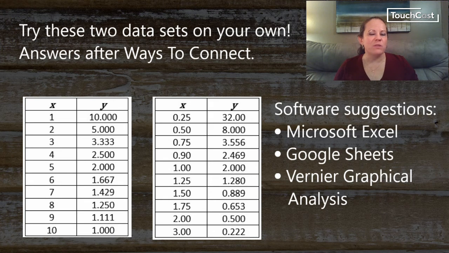So you've got these values, make the graph, check the shape. What mathematical functional relationship is suggested by the shape of the graph? Then do the appropriate calculation based on the shape of the graph. Are you going to change x? Are you going to change y? I'll give you a hint. These two, you're going to change x. And then do your calculation and make your new plot with your manipulated data to get a straight line. And I've provided answers for both of these data sets after the Ways to Connect slide coming up.